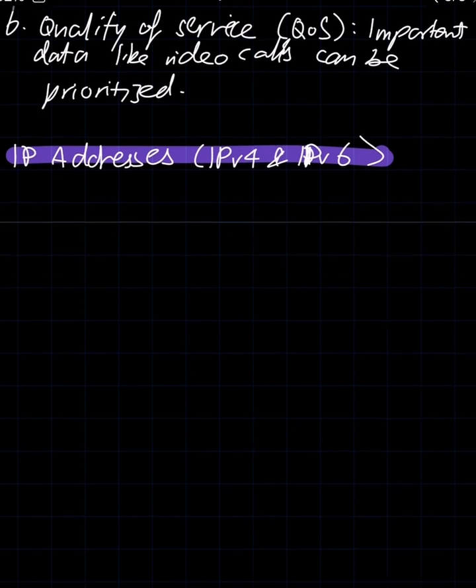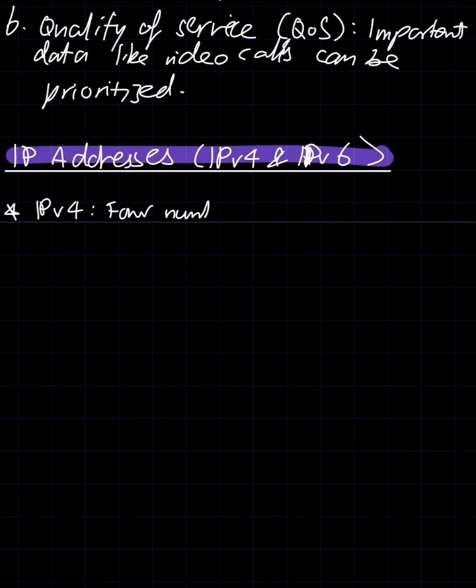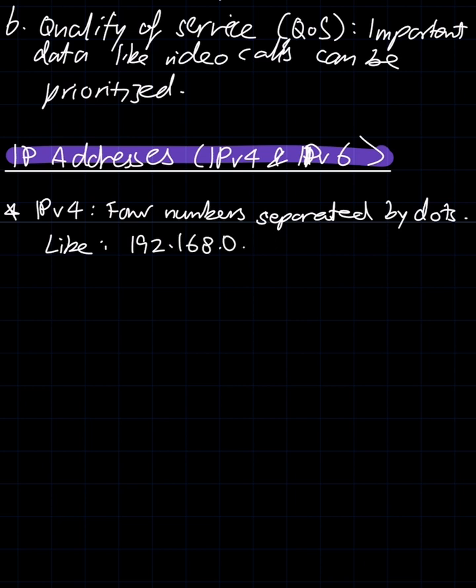So every device on the internet has an IP address, like its digital street address. There are two types. First type, IPv4, which is 4 numbers separated by dots, like 192.186.0.1 for example, and its max is 4.3 billion addresses.